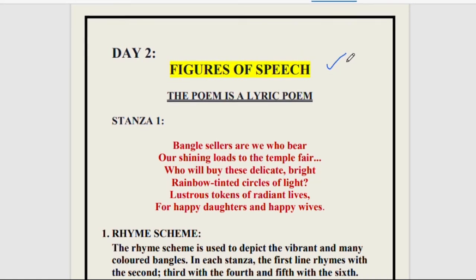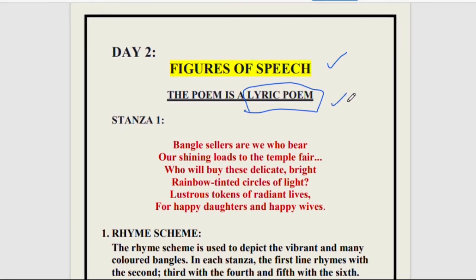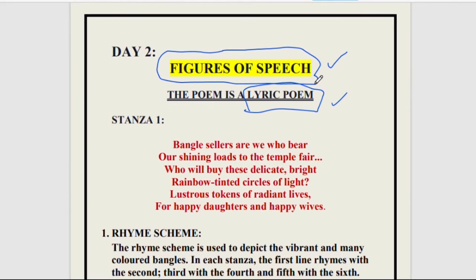Whenever we are writing a poem or a prose, we sometimes try to make it more beautiful than the way we normally talk, isn't it? We try to use rhyming words, or we try to use certain forms of writing so that the poem or the prose is more appealing, isn't it? So first of all, we should know that the poem is a lyric poem. This question is often asked: what kind of a poem is it? The poem is a lyric poem. And when we write the poem using certain features to make it sound more appealing or to read more appealingly, it is called the figures of speech.